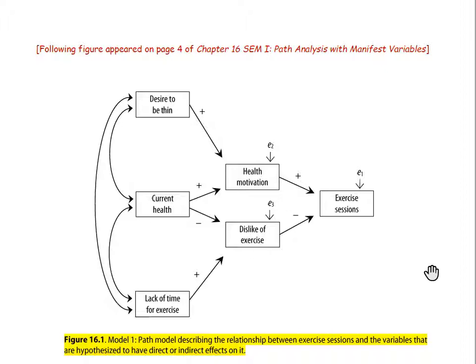In Chapter 16, you perform path analysis to determine whether there's likely a causal relationship between a set of manifest variables. Manifest variables are represented by the squares in this model. You'll recall that the model that we initially tested hypothesized that exercise sessions was causally determined by health motivation and dislike of exercise. It predicted that health motivation was causally determined by desire to be thin and current health and so forth. This is the kind of path analysis we performed in Chapter 16.